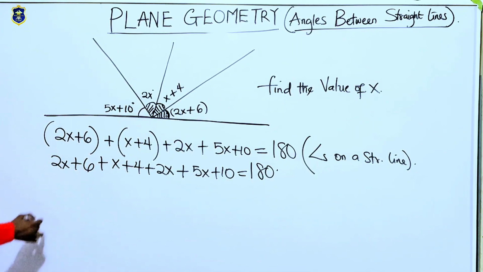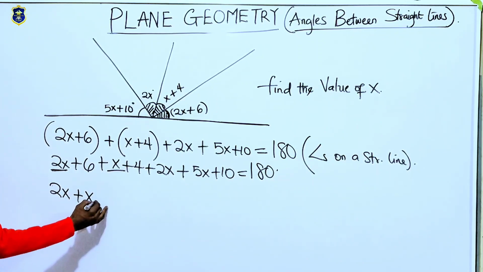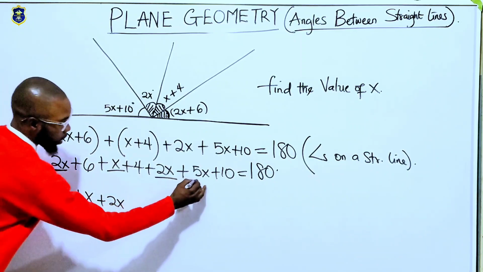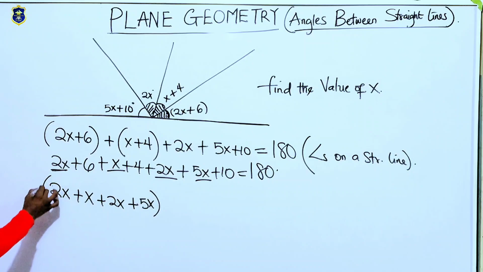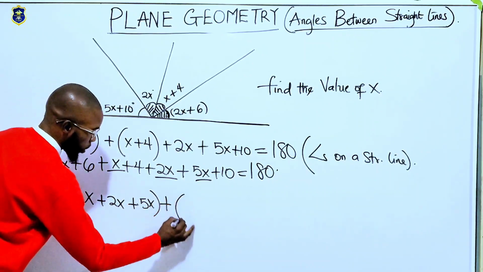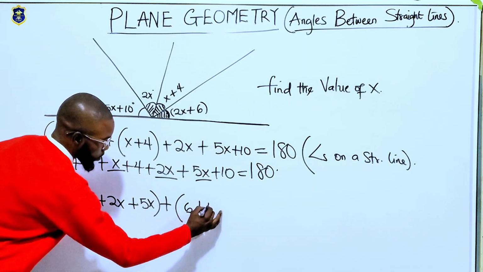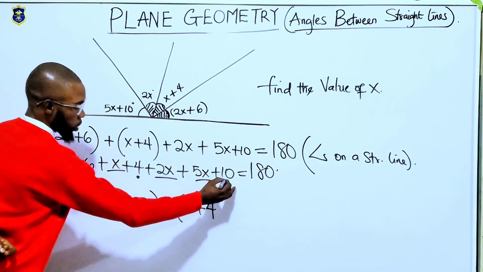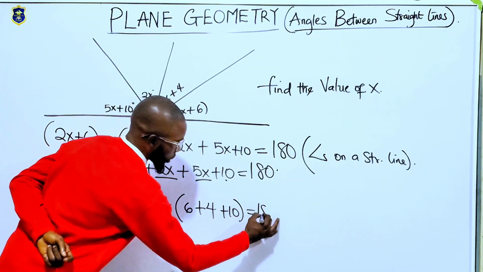So let's collect like terms. The ones that have x. This one has 2x. This has x. We have another 2x, and then we have 5x. Let's put a bracket on that, right? Plus, what do we have next? 6 plus 4, plus 10, equal to 180.